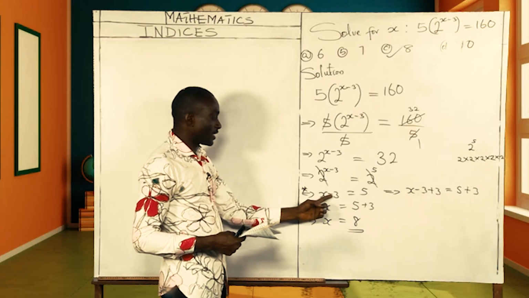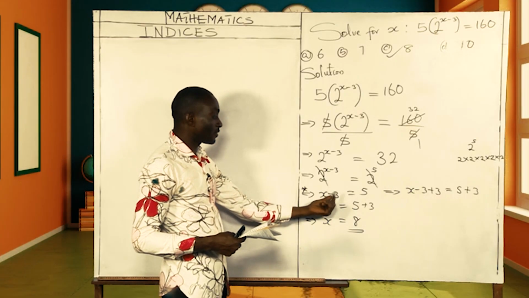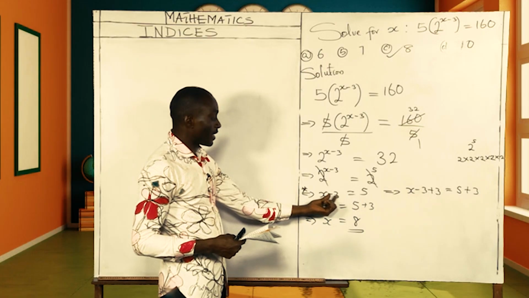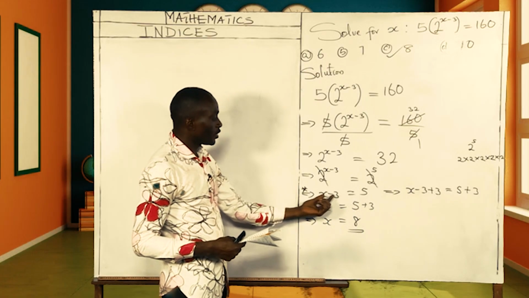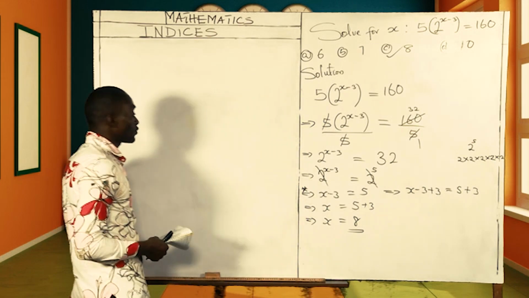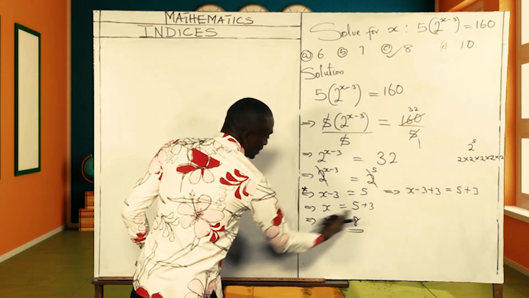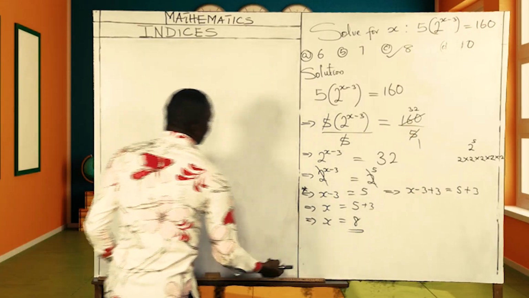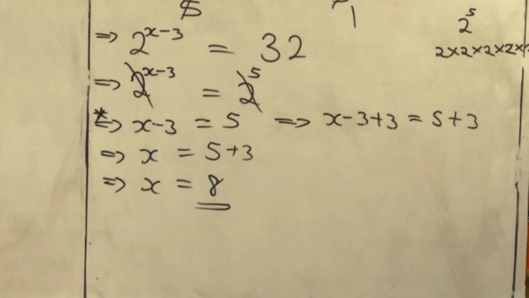It has a negative sign here, which is minus 3. So crossing this bridge is going to change it to positive. So it's going to become plus 3, which is the same thing as what you are going to have here to get your 8 finally. All right. Now let's move to the next question we have here.